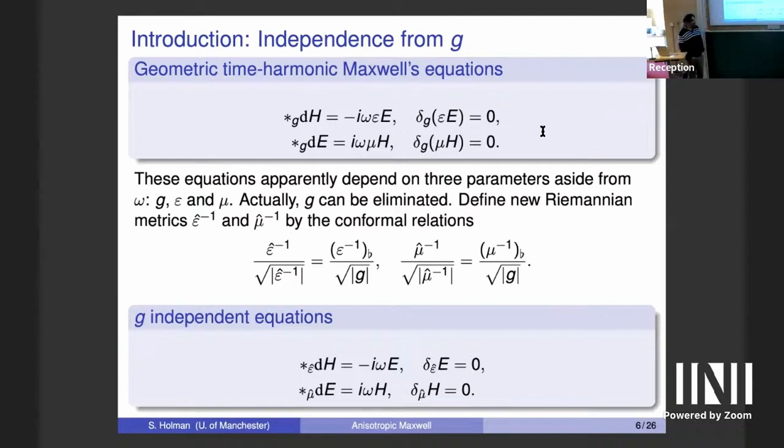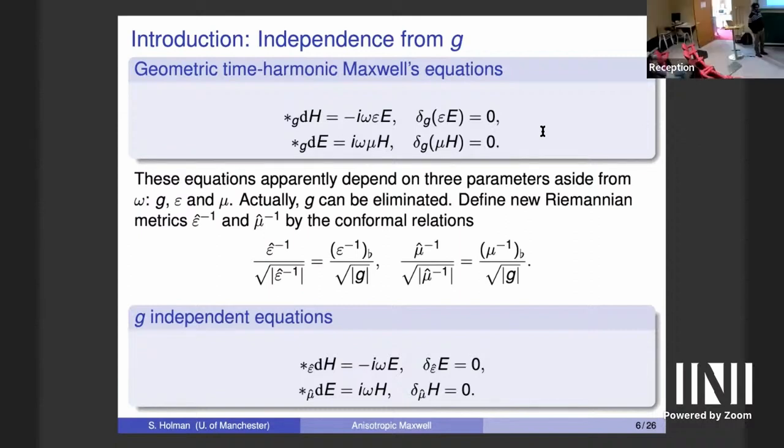And that indicates that probably we're not going to be able to determine things about the Euclidean metric from these equations because they actually only depend on these things. I mean, it's actually the point that the formulation of Maxwell's equations doesn't care about the Euclidean metric anyway.